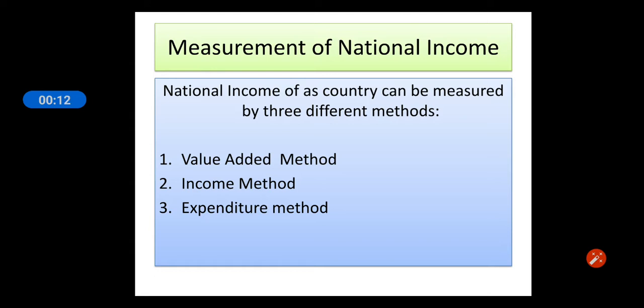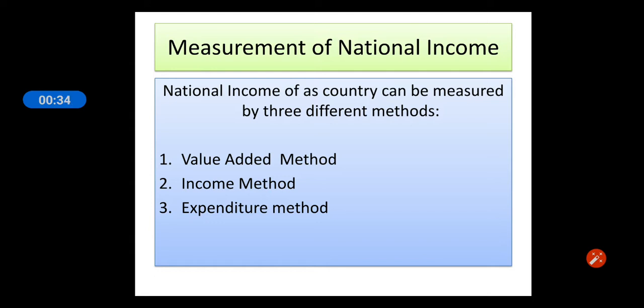Today, we will discuss what are the methods of measuring national income. Before discussing the methods of measuring national income, let us recall the concept of circular flow of income. Circular flow of income tells us that money keeps on moving from one sector to another. And we know that there are three phases of circular flow of income, right? Production phase, income phase, and expenditure phase.